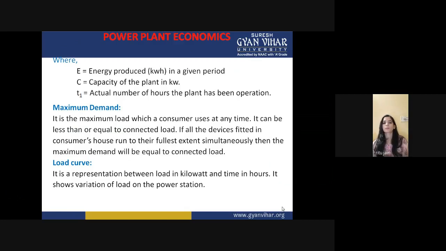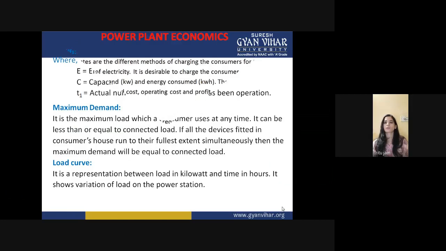Next is your load curve. So, what is a load curve? It is a representation between load in kilowatt and time in hours. That shows the variation of load on the power station. So, that is the load curve.